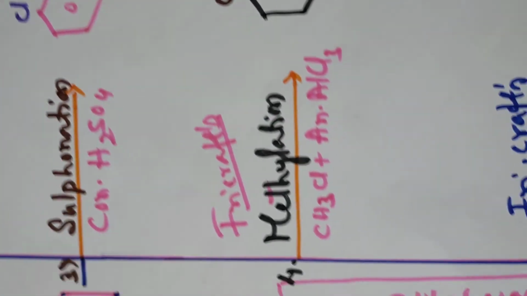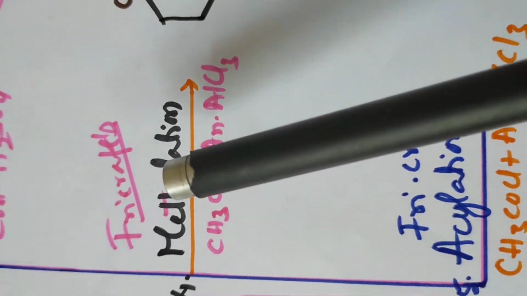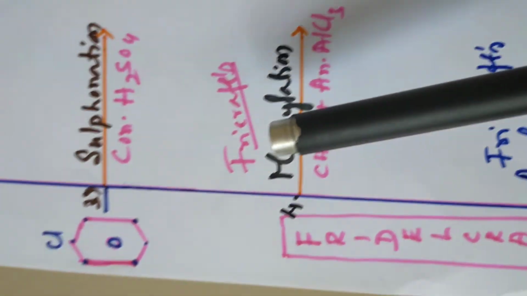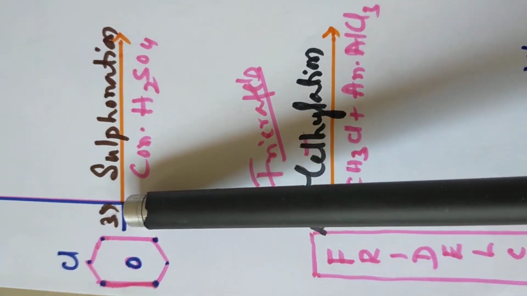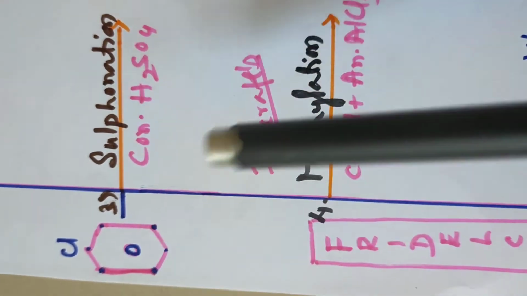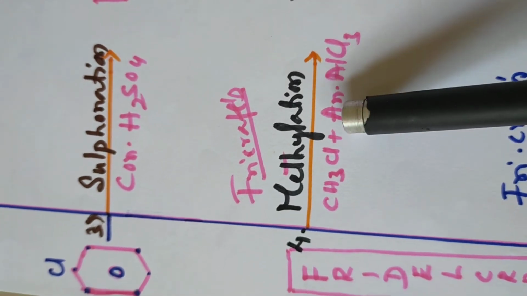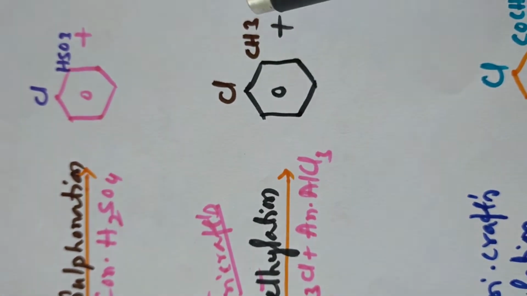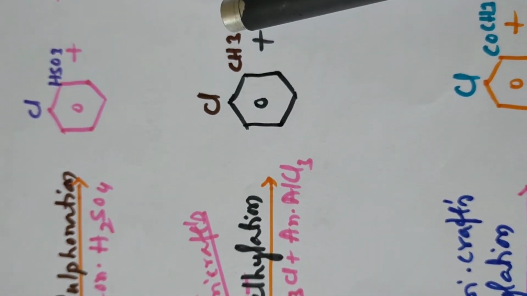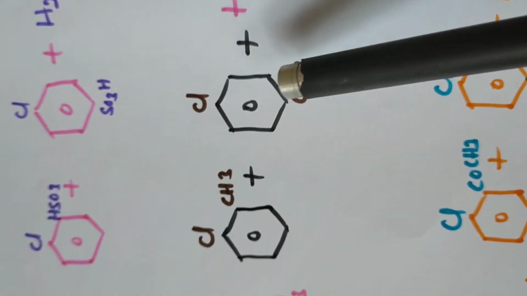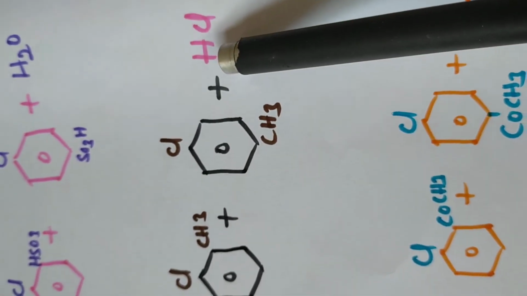sulfochlorobenzene. Again same type, Friedel-Crafts methylation. For Friedel-Crafts methylation, again you have to take chlorobenzene, a haloarene, which reacts with methyl chloride and anhydrous aluminum chloride and forms ortho methyl chlorobenzene, para methyl chlorobenzene and hydrochloric acid.